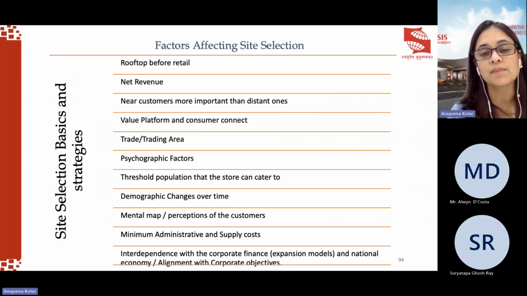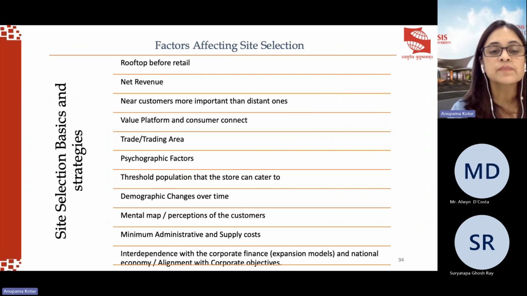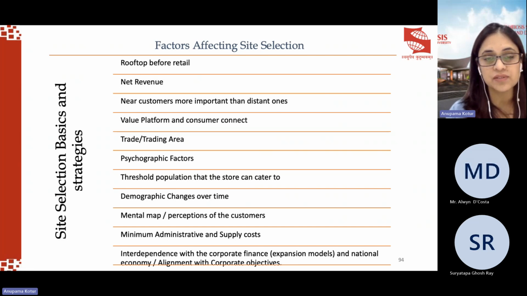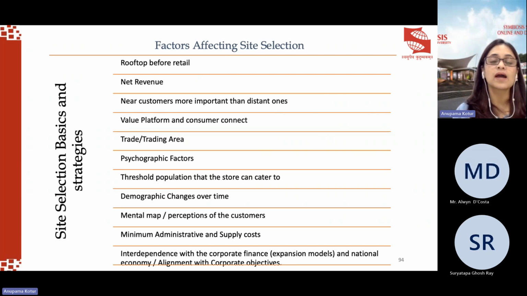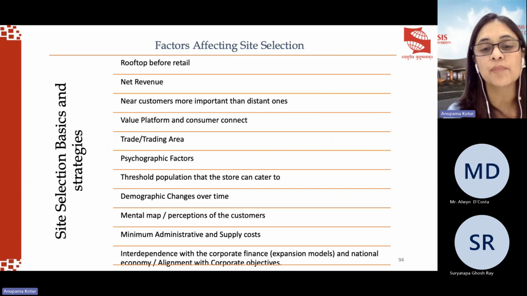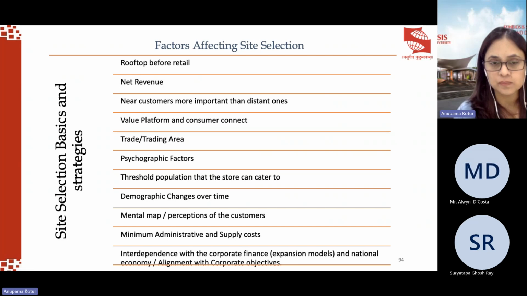And then value platform, and then the consumer connect, right? So being situated in that location, is it really clearly conveying the value of your brand and the products that you have there? And then are you able to effortlessly connect with your primary audience, right? So that's a very important question. Trading area considerations. Trading area means the radius from within which your primary and secondary audience come from, right? The psychographic factors, of course, the threshold population that a store can cater to.